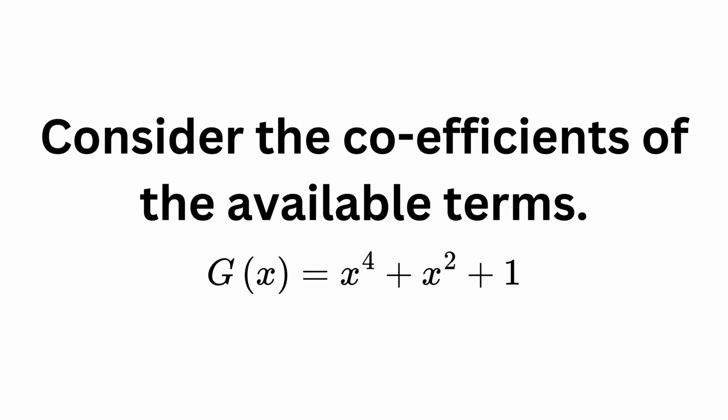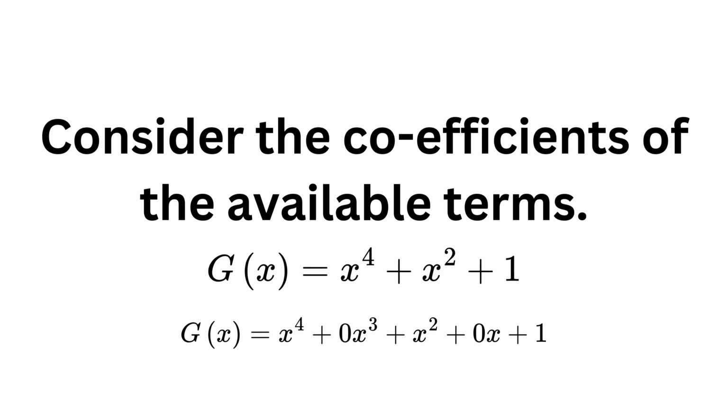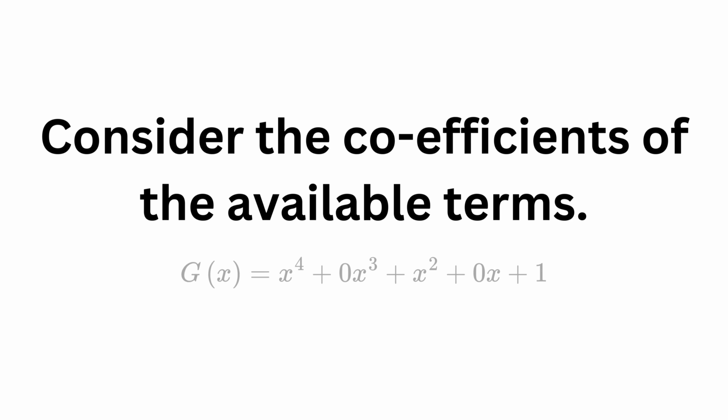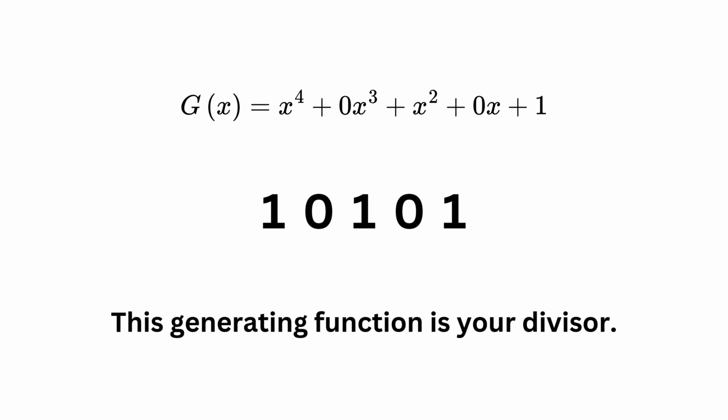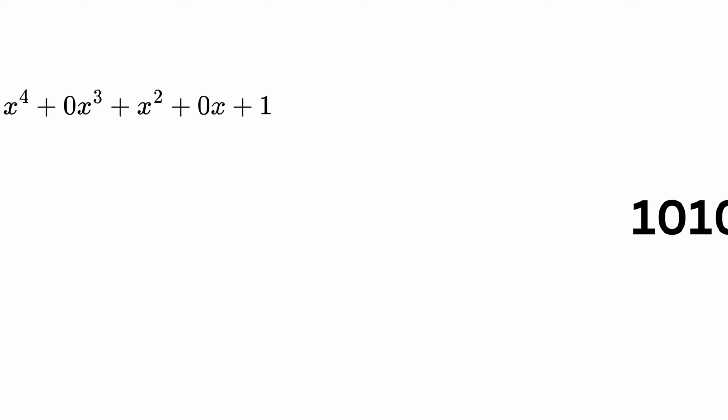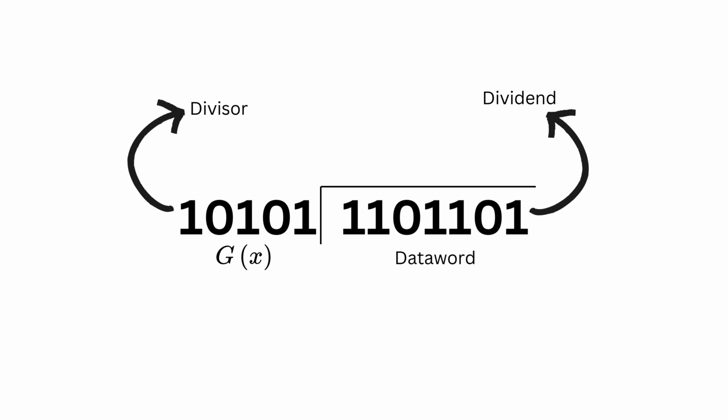First, rewrite the polynomial by writing the coefficients of each term. Then, extract only the coefficients of the polynomial. You will get a binary sequence 10101. With this binary sequence, you will be able to encode the data word by doing the CRC division with XOR operation. This extracted binary sequence is your divisor, and you use that to encode and decode the data word.